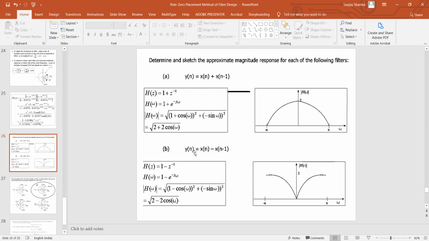Okay, let us look at the first equation. The magnitude response is like this, so this is the case of a low pass filter. Let's look at the second equation.